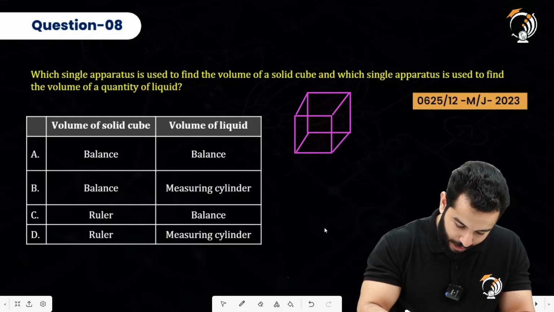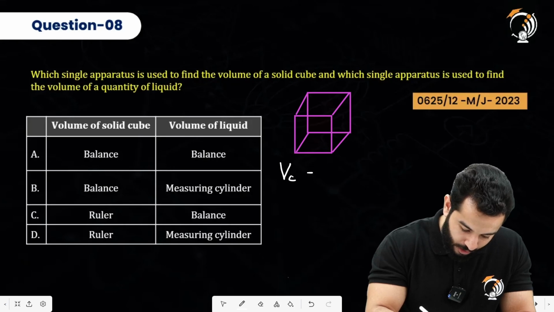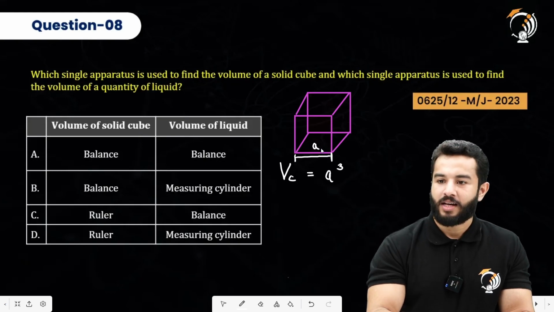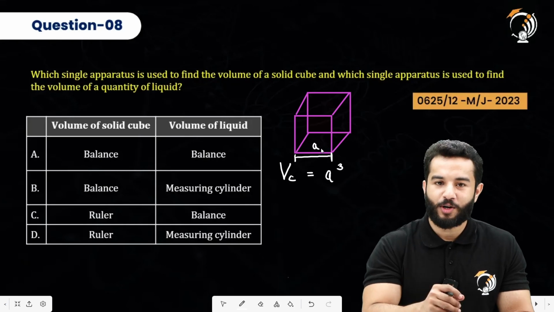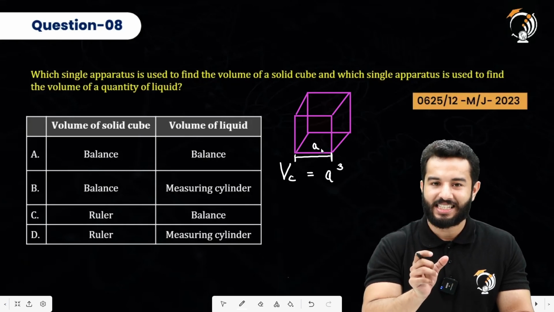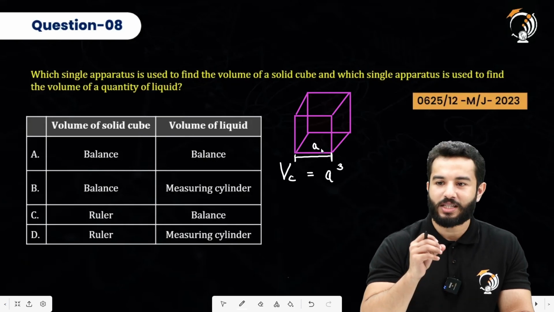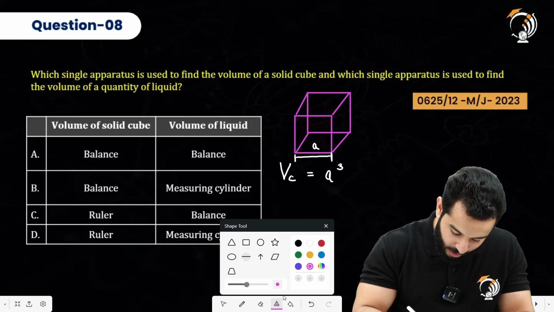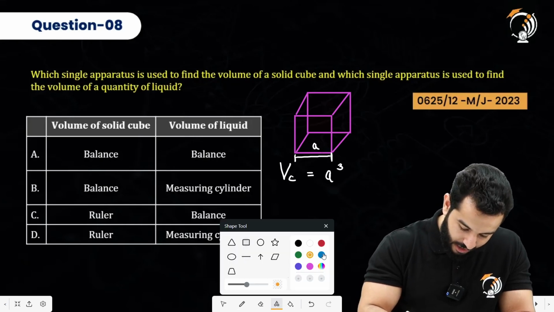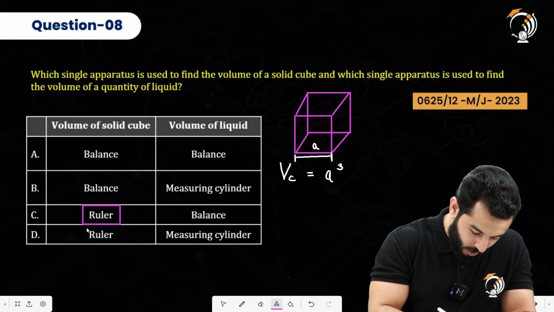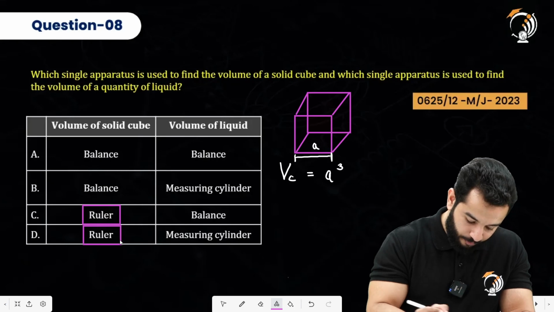And we know that the volume of a cube is a cubed. So we only want to find out the length of this edge, that is a. If we are able to find the edge length, we will be able to find the volume, that's a cubed. And we can find out the length of this edge by using a ruler, right? So the correct answer for this one is that the volume of a solid cube will be found using a ruler. So it's going to be either C or D.